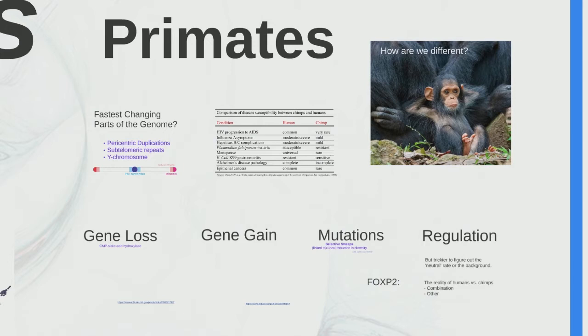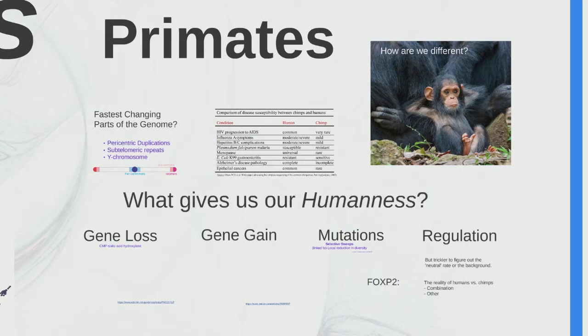And so in addition to changes in these regions, which we don't really understand and are hard to look at even now, you can imagine that humans are different than apes because of a gene loss, so something that they had and is lost in us. A gene gain, like a new gene that we have that chimps don't have. Mutations in genes that we both have, or differentially regulated genes. And the answer to this question, of course, is that the answer is all of them. We have examples of all these.